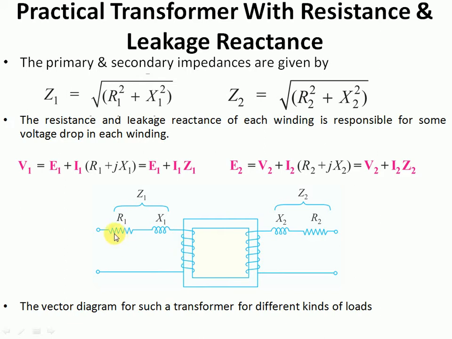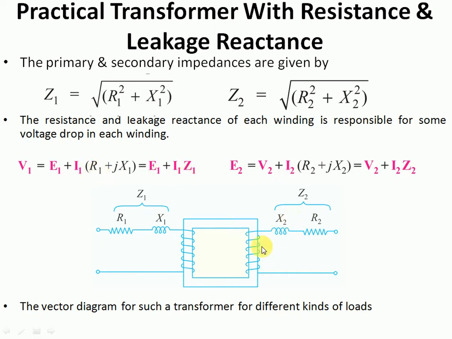Whenever current is flowing through this resistance and reactance, definitely there occurs a resistance drop and reactance drop, and the voltage which you are getting over here will be the difference between the supply voltage and the drops which are occurring in this resistance and reactance. Therefore, we can write the relation for V1 as V1 is equal to E1 plus I1 into (R1 plus jX1), or else we can write it as V1 minus I1R1 minus jI1X1 is equal to E1. This R1 plus jX1 can be indicated as the impedance term Z1.